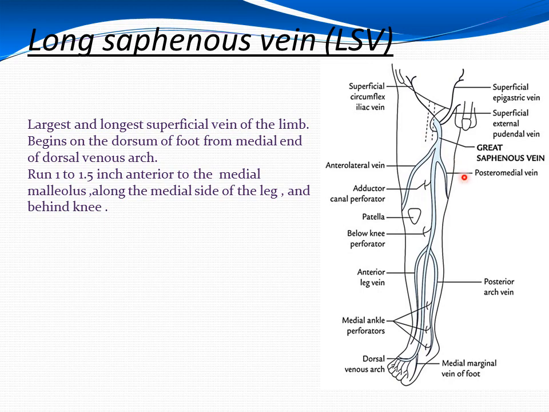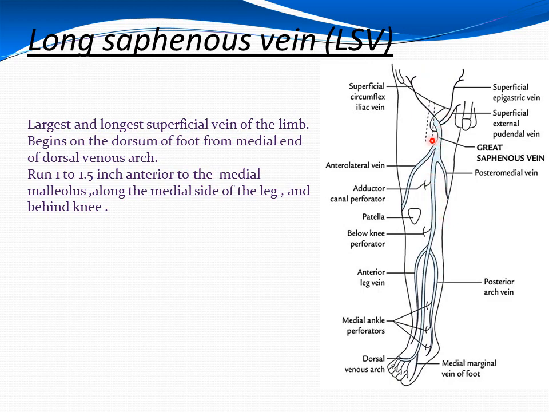So this vein occupies the posterior medial aspect of the knee joint and is posterior to the patella. It runs upward along the medial side of the thigh and reaches the saphenous opening, which lies 3 cm below and lateral to the pubic tubercle.